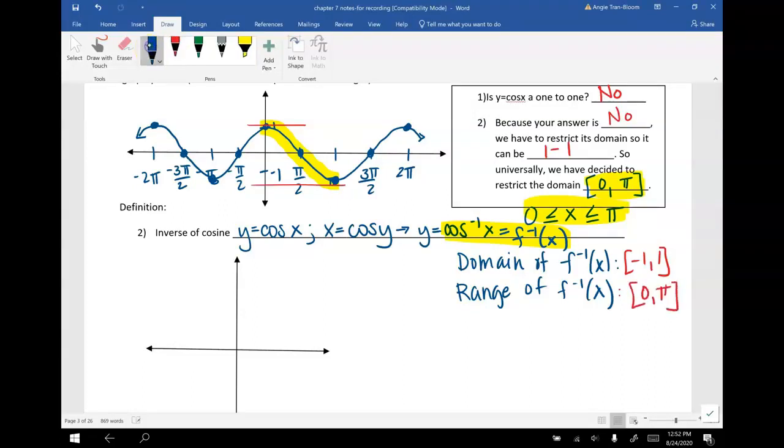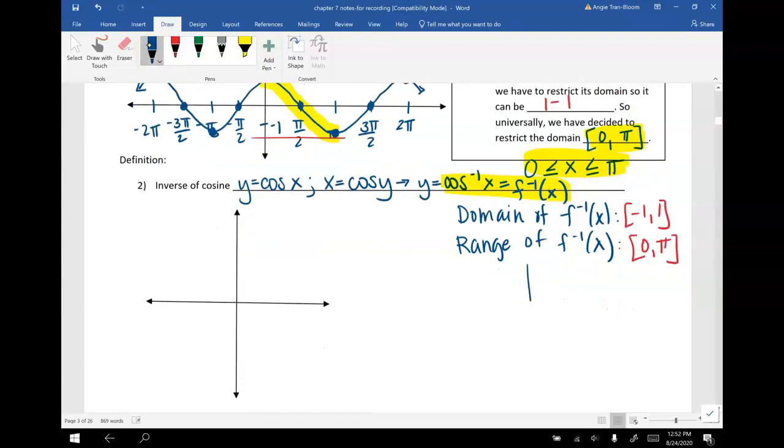Now let's connect that really quickly to the quadrants, because in the future, you may just hear me say, okay, what are the quadrants restriction for cosine inverse? Well, 0 is right here, pi is right here, so it's actually in quad 1 and quad 2. So the restriction for cosine inverse would be quads 1 and 2.